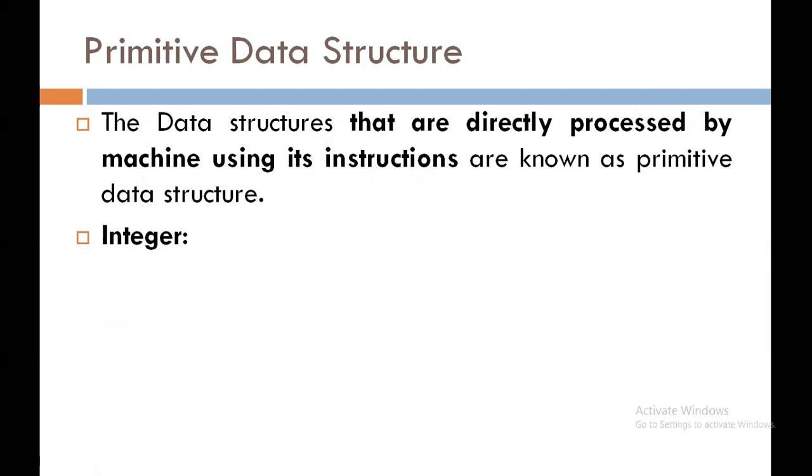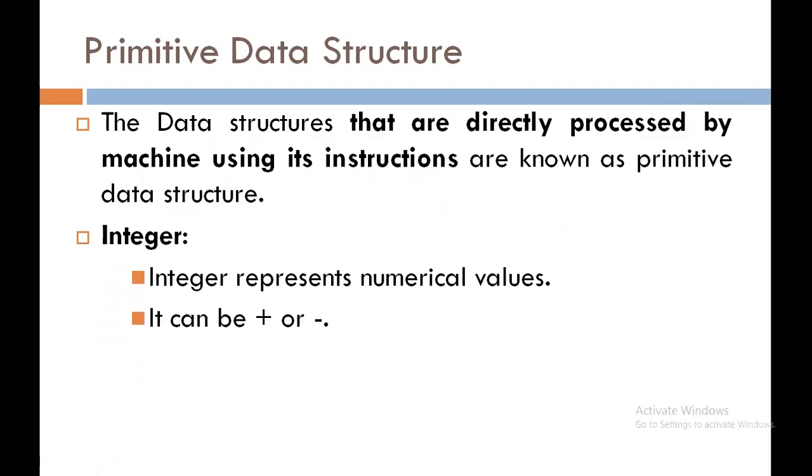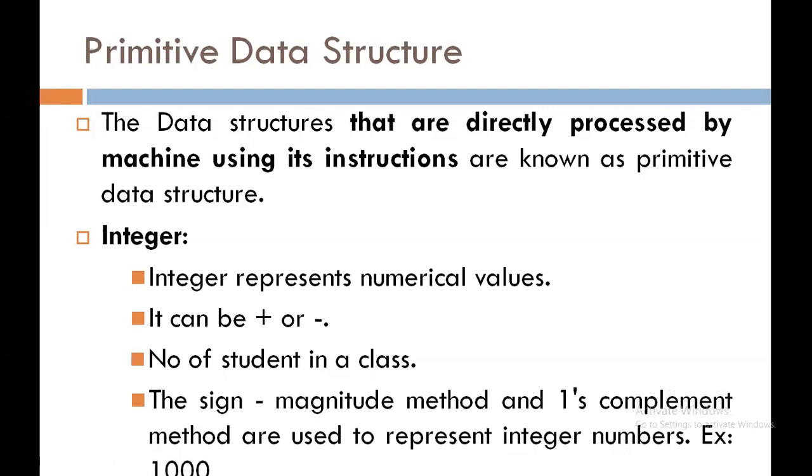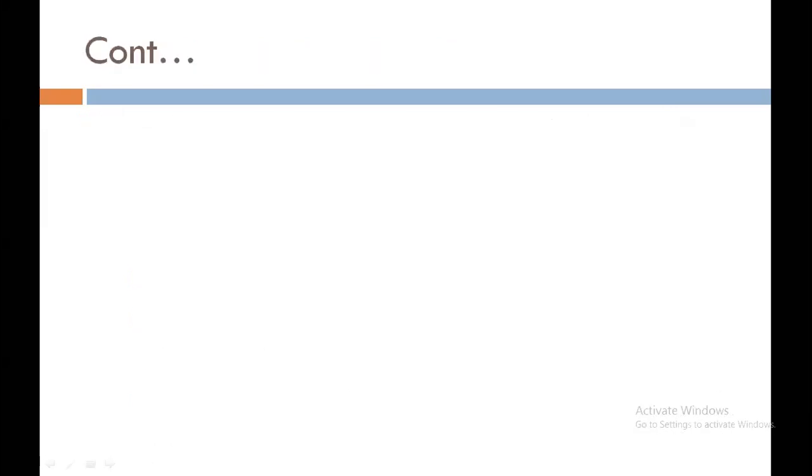Integer. The first primitive data structure is integer. Integer represents numerical values. It can be plus or minus. For example, number of students in a class, or student marks. The integer number is represented by the sign magnitude method and the one's complement method.